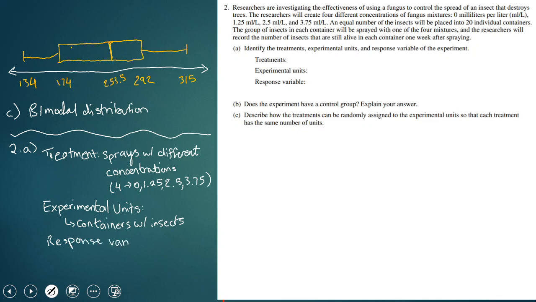Response variable: number of insects alive in container 1 week after spraying.